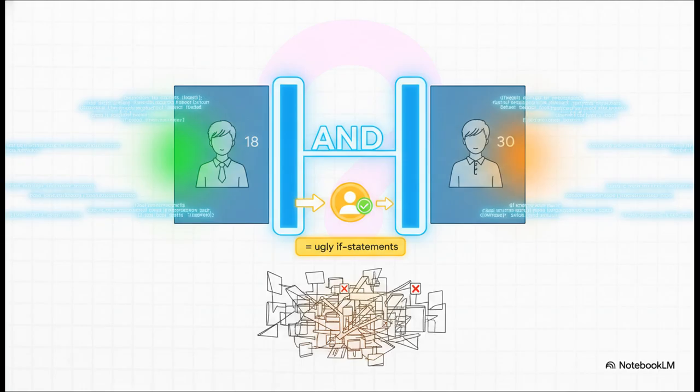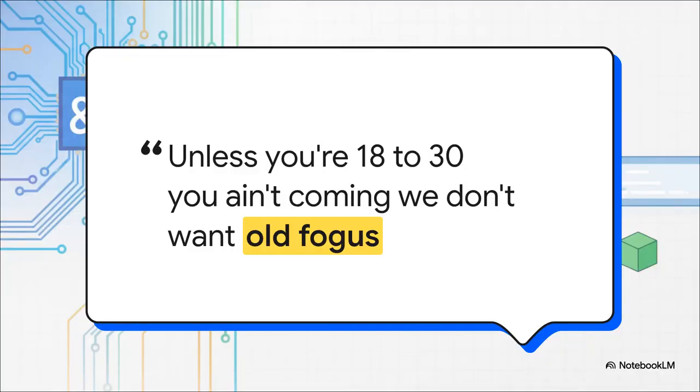Sure, you could write this messy, nested maze of if statements inside of other if statements, but let's be real, that gets really ugly really fast. We need a much cleaner way to handle these complex rules. To solve this, we're pulling a brilliant scenario straight from our source material. We are going to build the logic for a highly exclusive, super strict 18 to 30 package holiday.